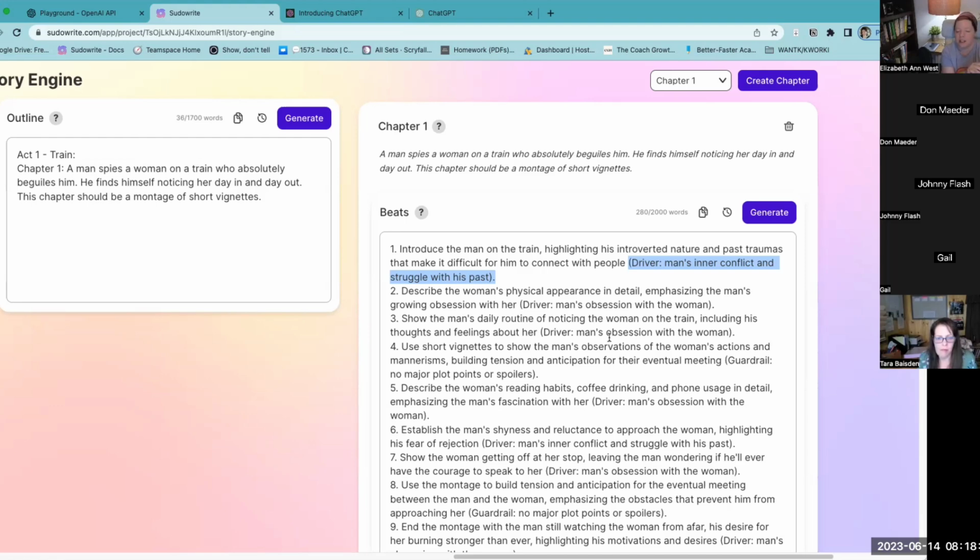Show the man's daily routine of noticing the woman on the train, including his thoughts and feelings about her. Use short vignettes to show the man's observations of the woman's actions and mannerisms, building tension and anticipation for their eventual meeting. Describe the woman's reading habits, coffee drinking, and phone usage in detail, emphasizing the man's fascination with her.